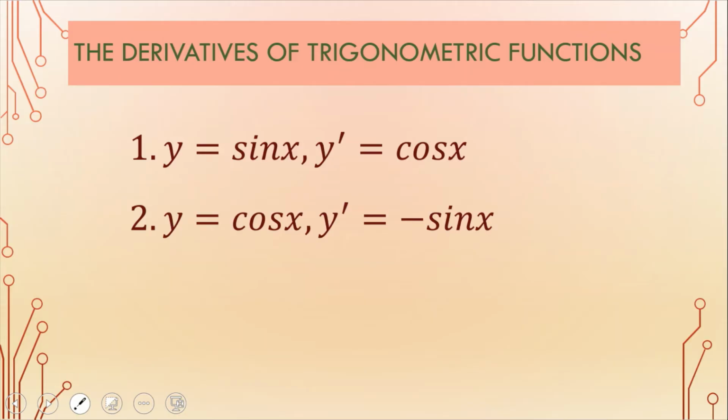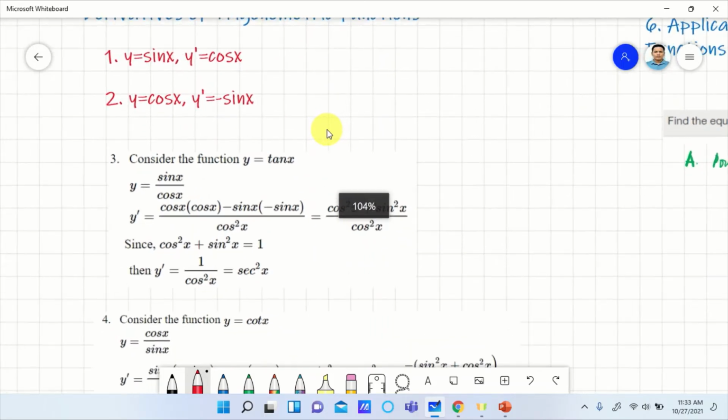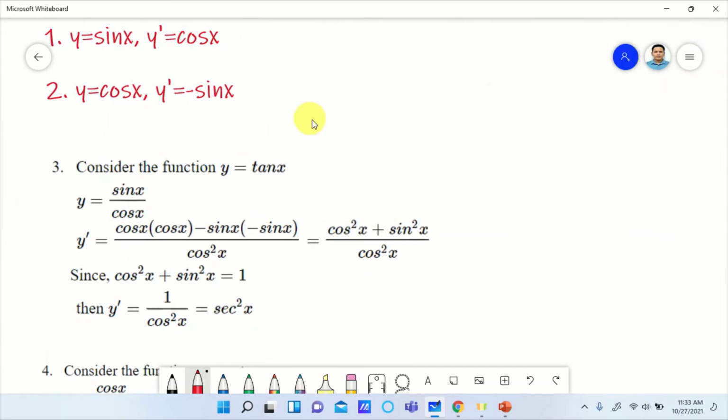Now, using these basic derivatives, we can actually derive the derivatives of the remaining trigonometric functions. You're aware that the derivative of y equals sine x is y prime equals cosine x, and the derivative of the function y equals cosine x is negative sine x. As I said a while ago, you can derive the remaining derivatives of trigonometric functions using these first two derivatives. So let's look at the derivative of y equals tangent x.